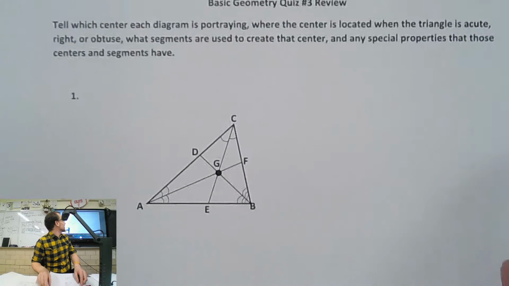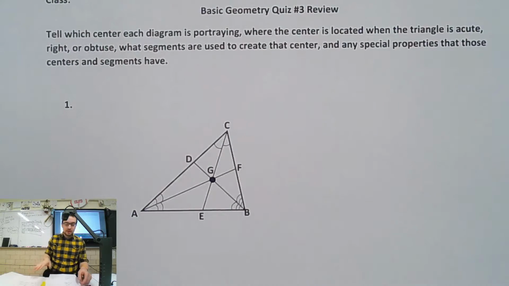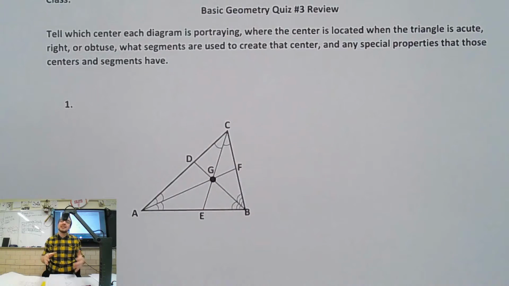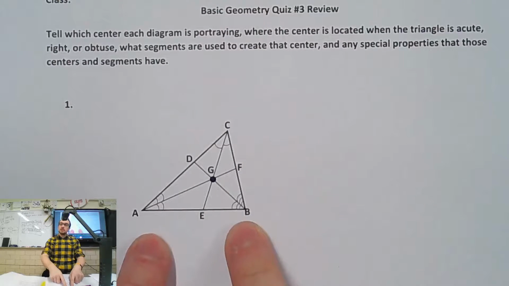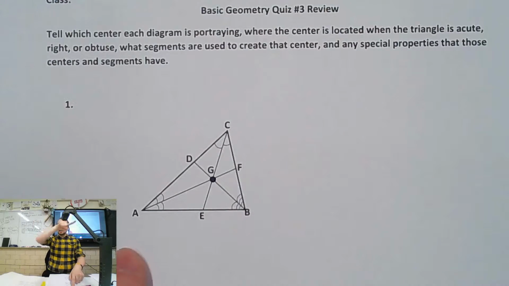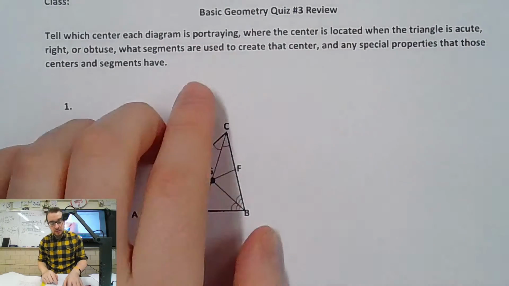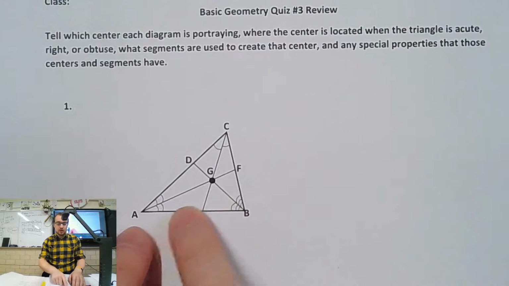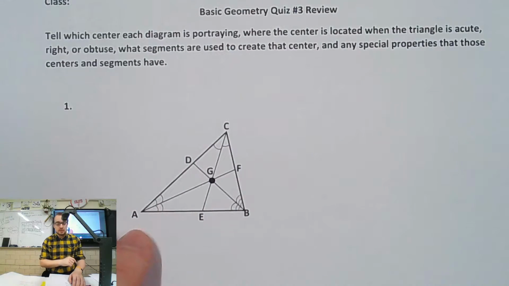So words are hard, math is easy. A lot of words here. We want to tell which center these are, the name of that center. We want to talk about where it is located, whether the triangle is an acute triangle, like the one I've given you, a right triangle, like one that we'll draw, or an obtuse triangle. We also want to talk about what segments I used to find that center. So what do we call these lines that I drew? And then we're going to also talk about any special properties those lines might have. So let's look at the first one.